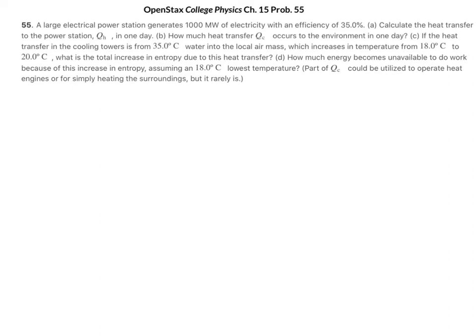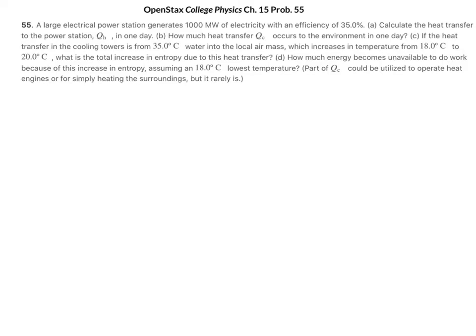Let's look at OpenStack's College Physics, Chapter 15, Problem 55. A large electrical power station generates 1,000 megawatts of electricity with an efficiency of 35%. A. Calculate the heat transfer to the power station, QH, in 1 day. B. How much heat transfer, QC, occurs to the environment in 1 day?